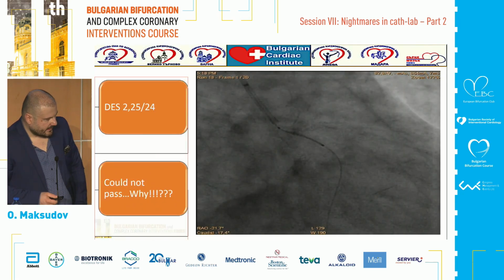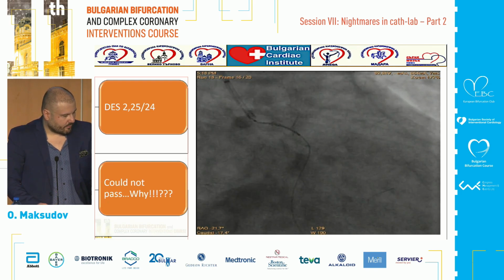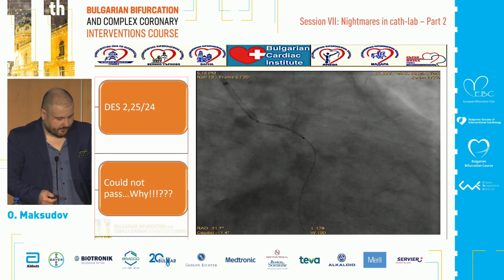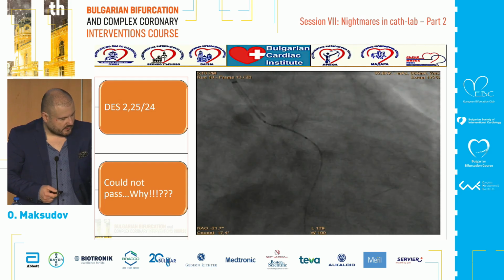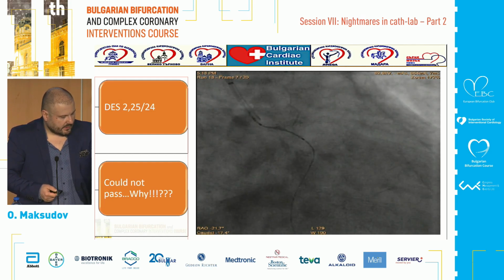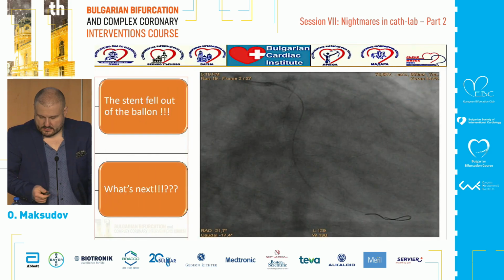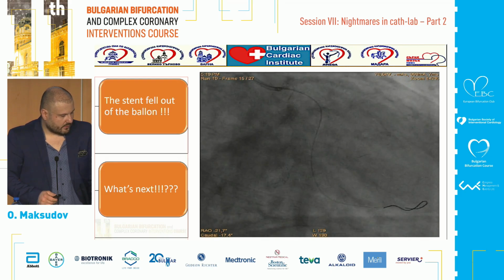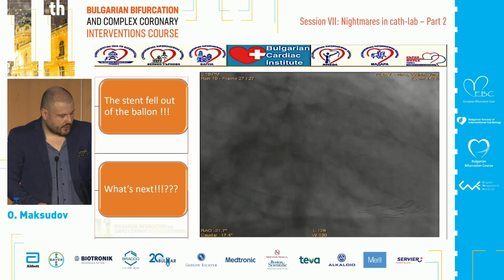And I took a stent that was a little bit bigger than the balloon that I used for predilatation, but the stent could not pass. And the question was why? I tried a couple of times with a little bit of force to push the stent down, but it didn't pass. I took away the shaft, and the nurse said to me that the stent is not on the balloon. So the stent fell out of the balloon.